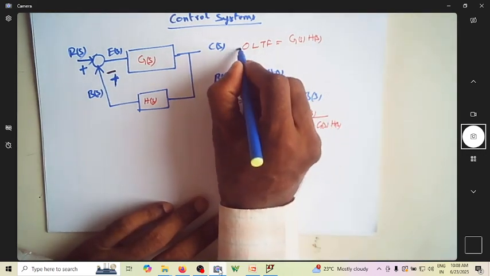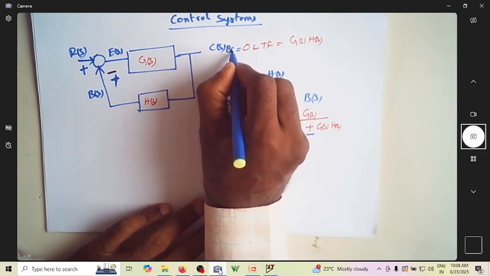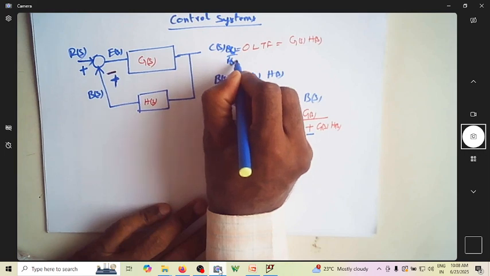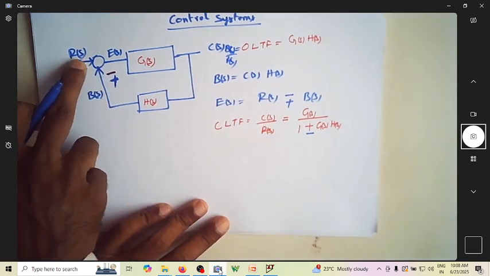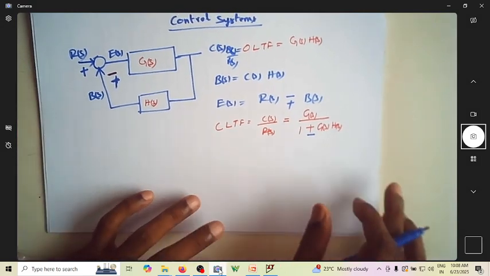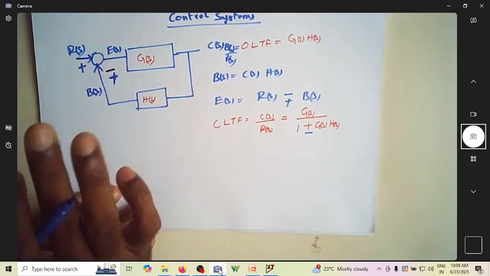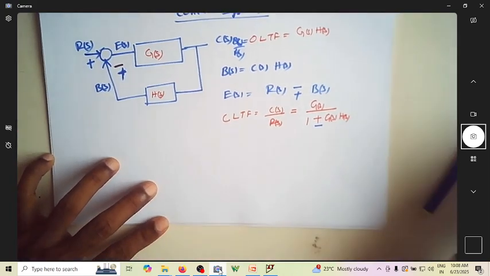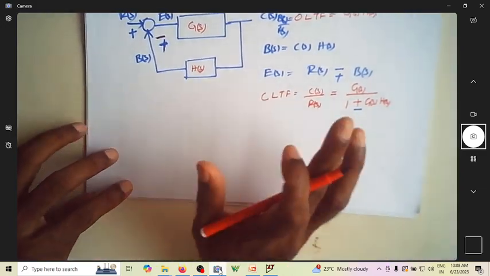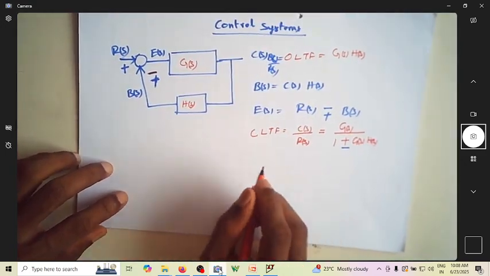If you are wondering what this ratio is, this ratio is nothing but B(s) by R(s). So this is a ratio that we are finding. And of course, we'll just keep this open here, so we'll not be closing the loop. That's what the open loop transfer function is. Fine. So let us take some example in terms of representation of the transfer function.